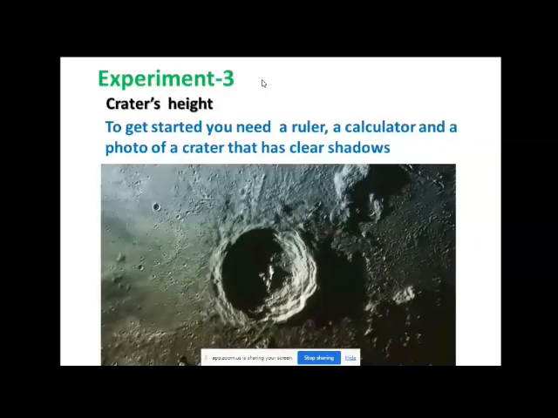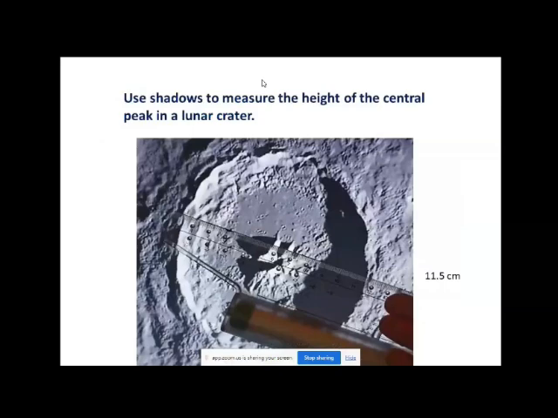Second thing in the experiment: the crater's height. We can measure the crater height also. This is a little harder than the previous experiment. We have to take the image like this, a clear image with a clear shadow. This is the very important thing. From the shadow, we want to measure the crater height, just like this.